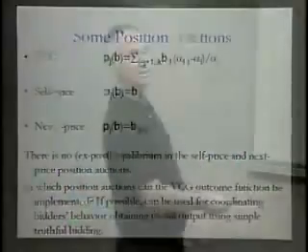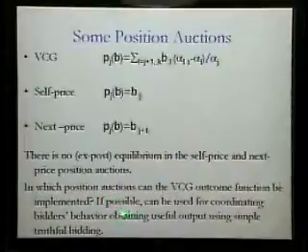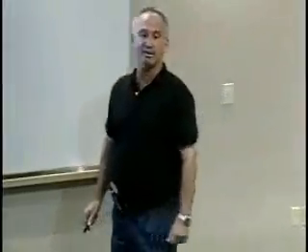So we ask the following question. We are the experts in mediators. In which position auctions can the VCG outcome be implemented? If possible, then we can use it for coordinating agents' behavior, obtaining useful output using simple truthful bidding. I can just come and say, look, I'll give you a mechanism, and it's worthwhile for you to participate. It's better for you to reveal your truth, and I'll use the original auction. I'll just coordinate your behavior in the original auction, and what will be implemented as ex post equilibrium is exactly the VCG outcome. Can it be done?